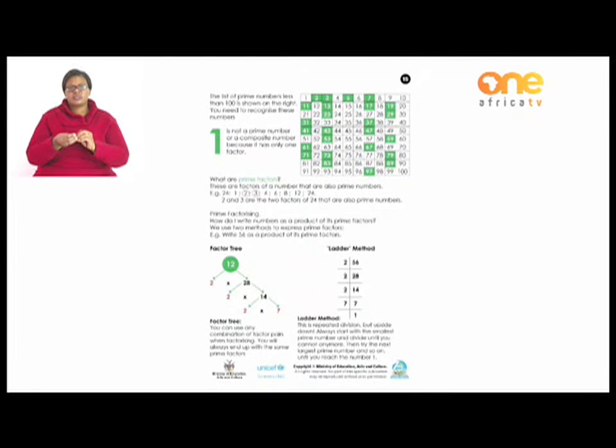First, you need to know that 1 is never a prime number and is never a composite number, because it has only one factor, which is itself. What are prime factors? These are factors of a number that are also prime numbers. We are given an example of 24. The factors of 24 are 1, 2, 3, 4, 6, 8, 12, and 24. But the prime factors are only 2 and 3.